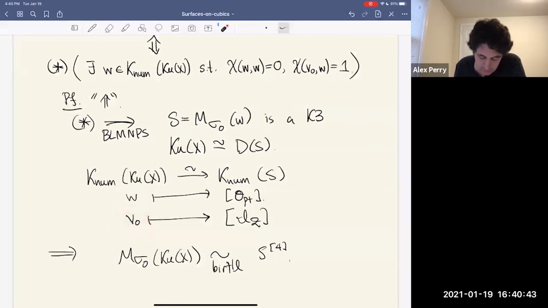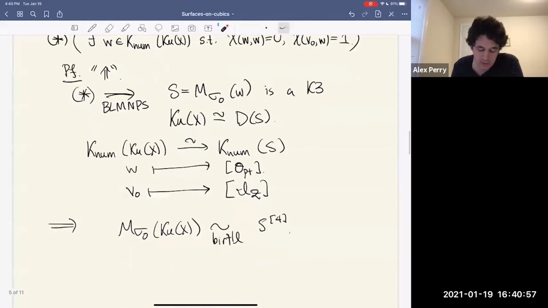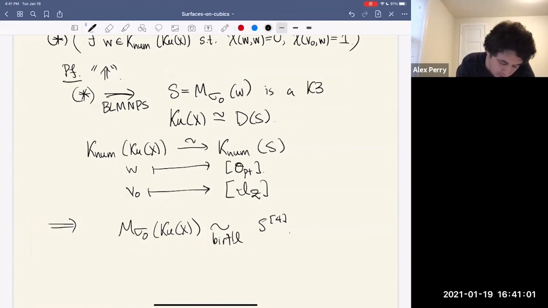And the idea is just that on the left side, we're taking moduli space of objects with respect to this vector. And on the right side, because this isomorphism takes V naught to the ideal sheaf of a length 4 subscheme, we should take moduli of objects with that class on the right side, which is indeed a Hilbert scheme of a K3. So technically to see this implication, you have to use work of Verbitsky and Markman on the hyperkähler-Torelli theorem.